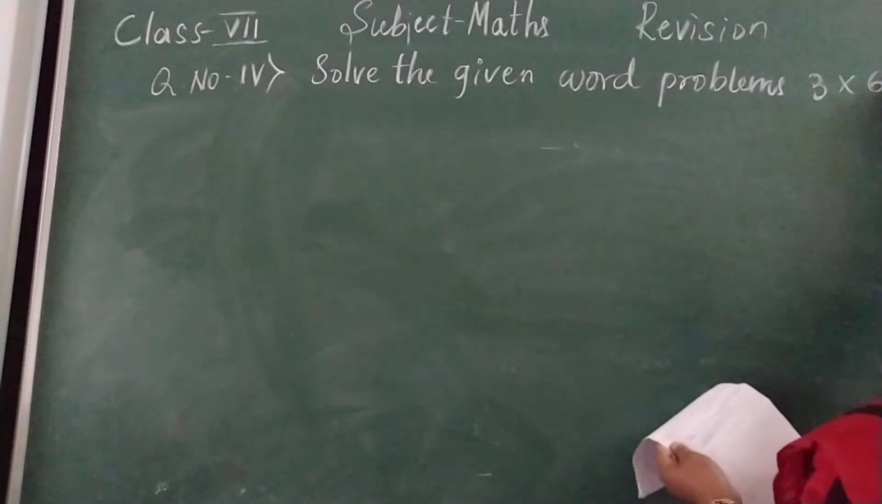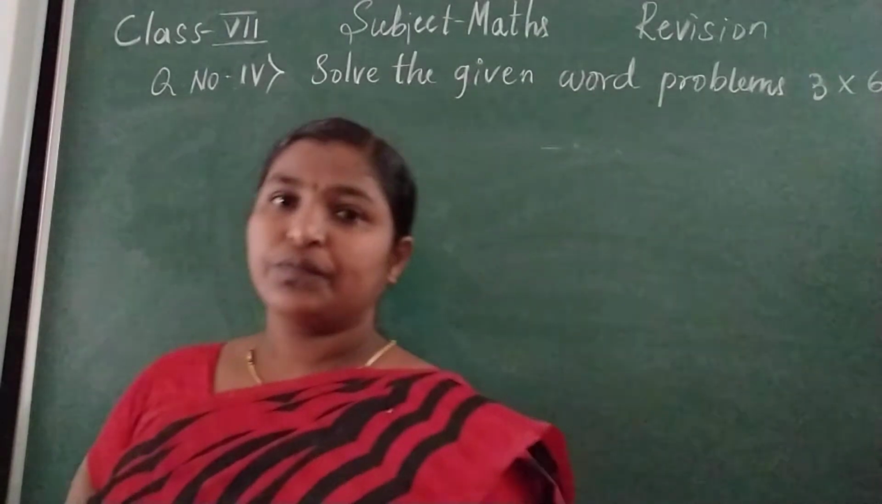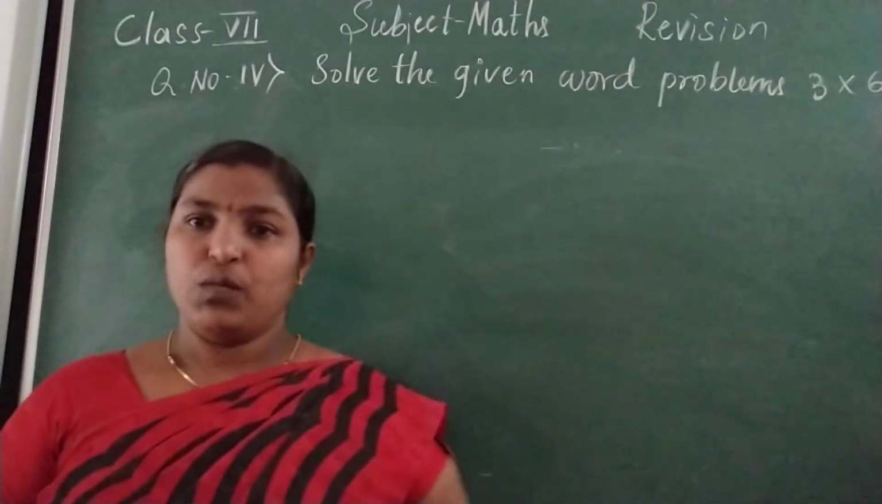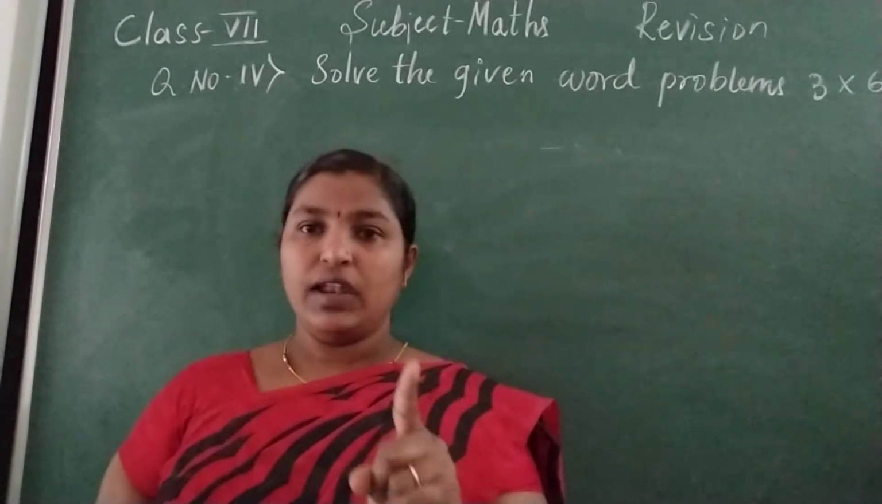3 into 6 is equal to 80. Solve the word problems, whatever word problems you are having in your textbook. First of all, this is only one lesson.